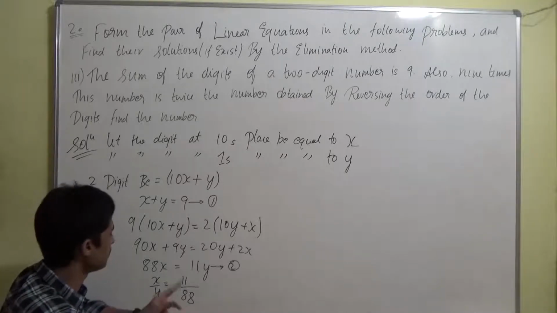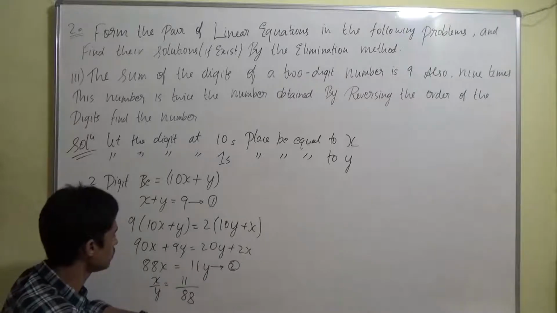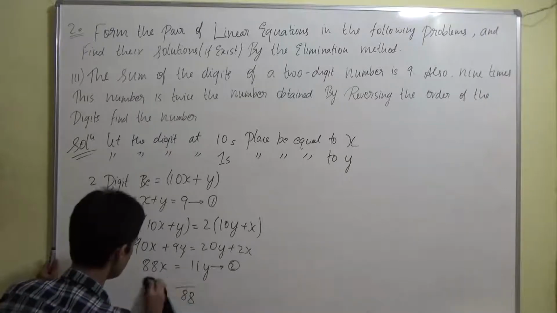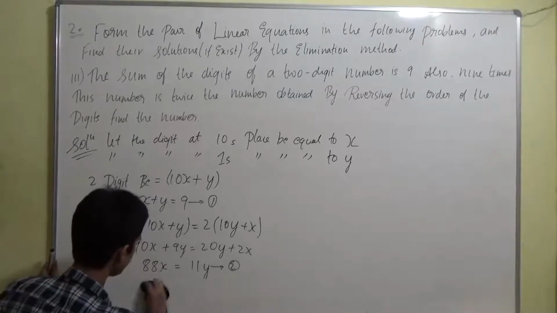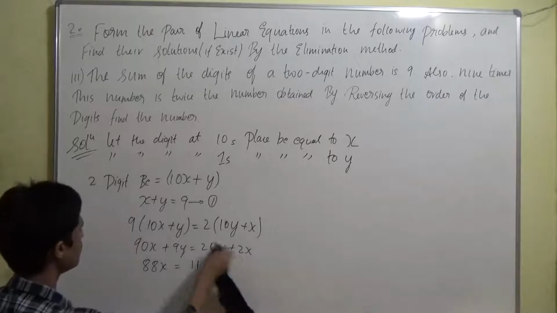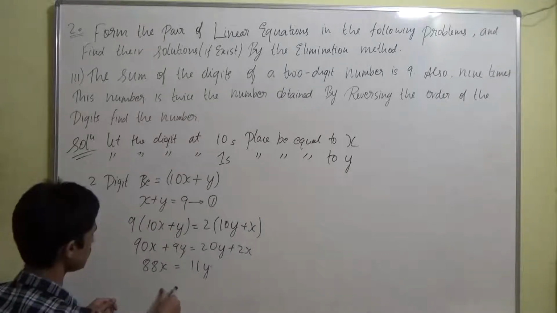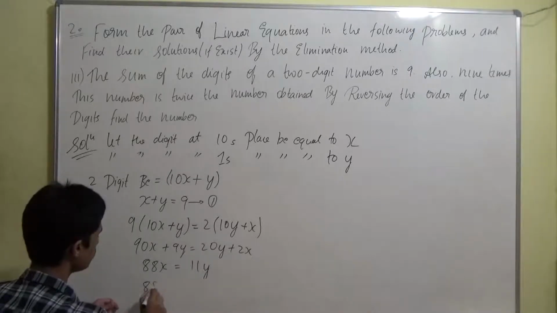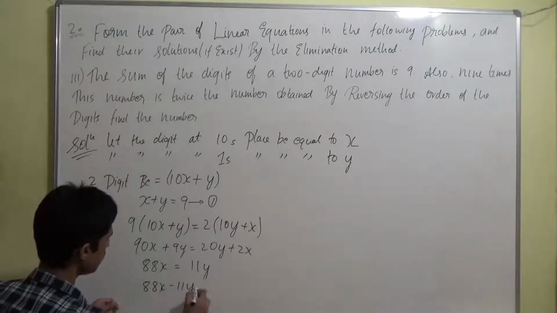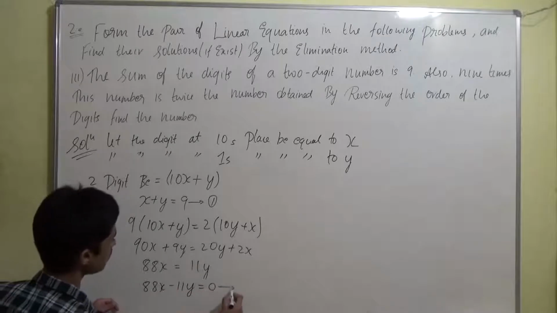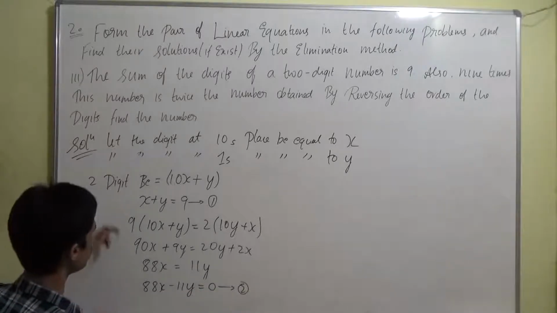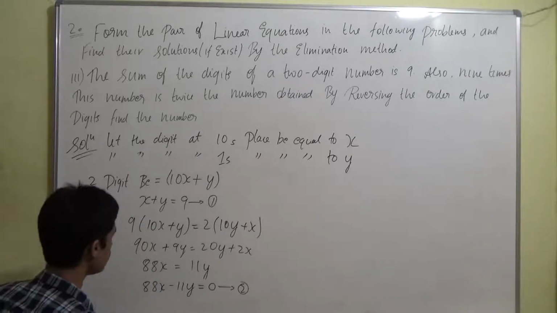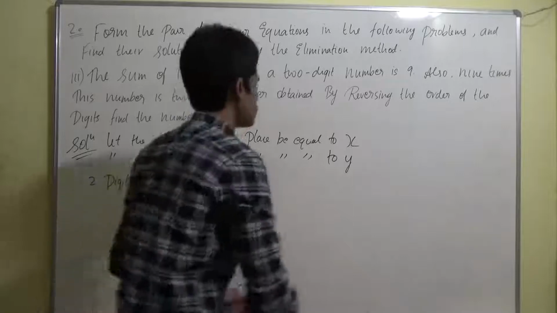Let's consider this only as equation 2. We'll do the same thing we have been doing: take all the variables to one side and all the constant terms to the other. Here there's no constant term, which means we'll take 0 on the RHS. Let's keep only the variables on the LHS and 0 as the RHS. This is equation 2. We got equation 1 and equation 2. Now we have to solve these two equations to get the values of x and y.